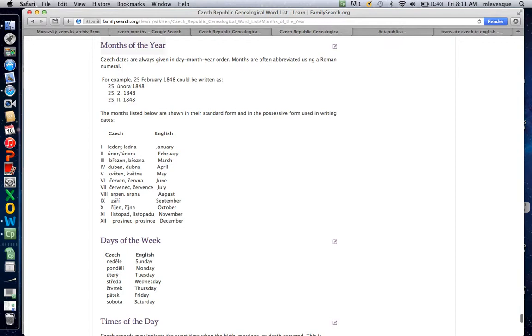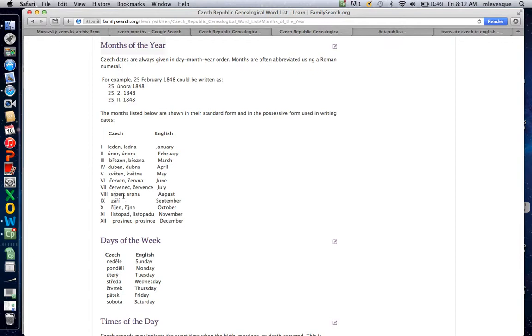Months take two forms. In Czech, we have cases. If you studied a foreign language at all, you learn that they have nominative, accusative, genitive, dative cases. The word takes a different form depending on how it's used. In English, we don't do much of that at all, just with pronouns. But the nominative, or like the subject, would be leden for January, únor for February, etc.